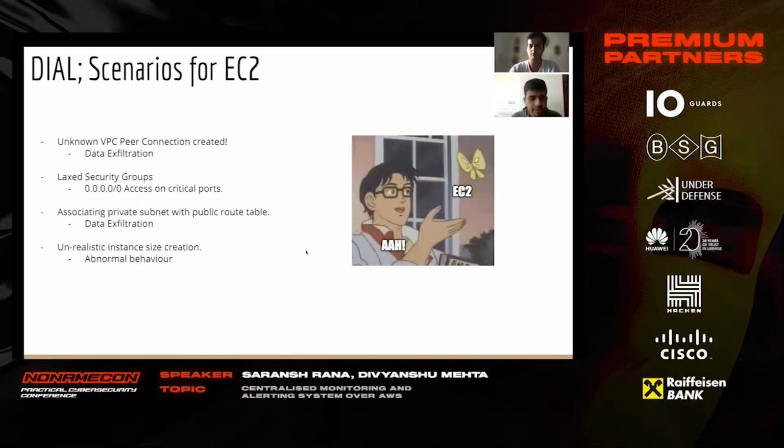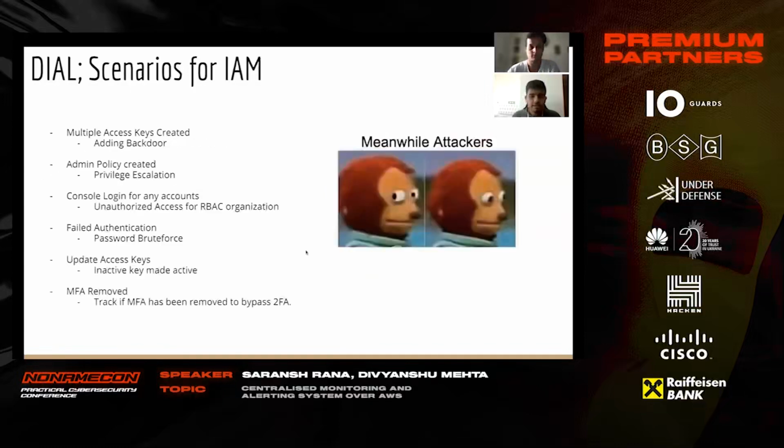Lastly, we have MFA enabled. What this is going to do is track if the MFA has been removed to bypass two-factor authentication. Why this is important is administrators will generally have two-factor authentication because they have admin access to the organization. So if anyone tries to remove the MFA, we need to be alerted, because then it becomes an easy target since you are admin and you don't have two-factor authentication.